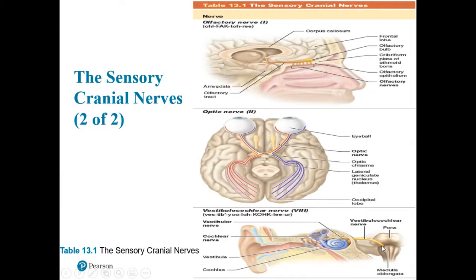And by the way, all of these cranial nerves have an origin on the brainstem. Right? So all of them have an origin on the brainstem. If they don't originate there, like these two, the olfactory and the optic, then they interact with some part of the brainstem at some point.